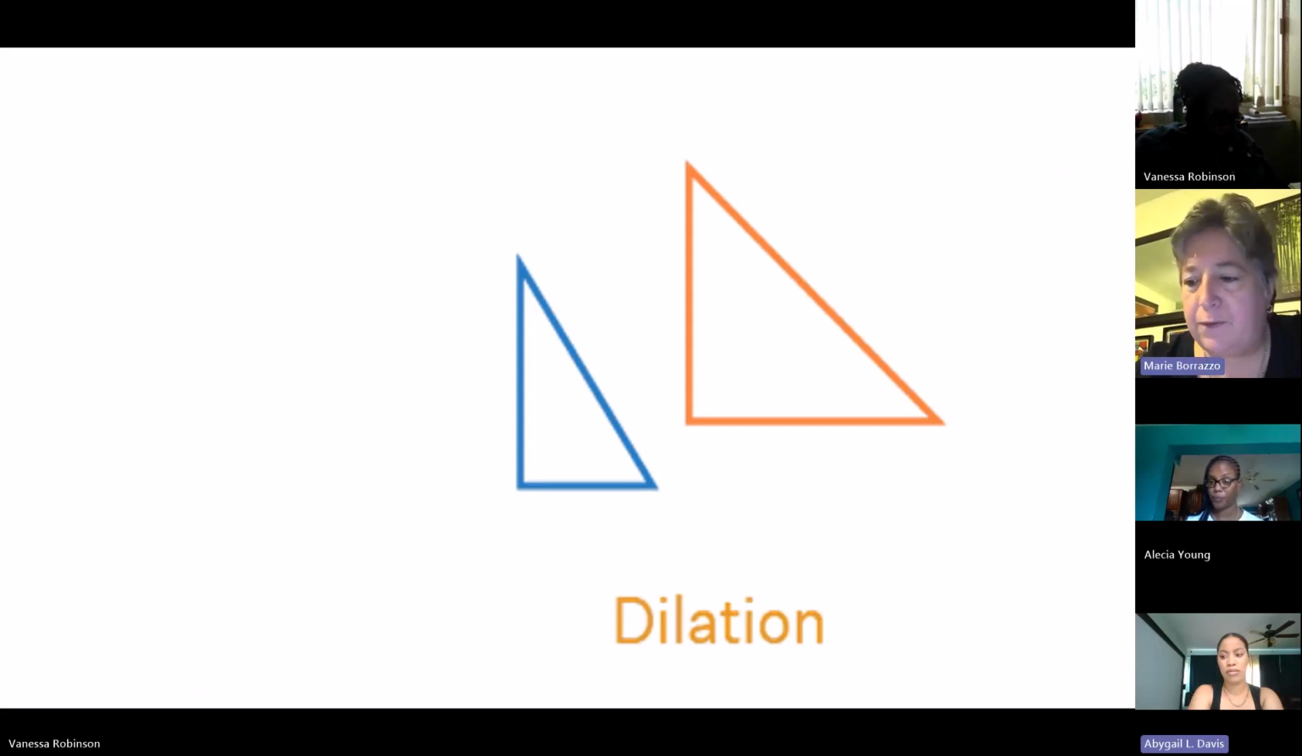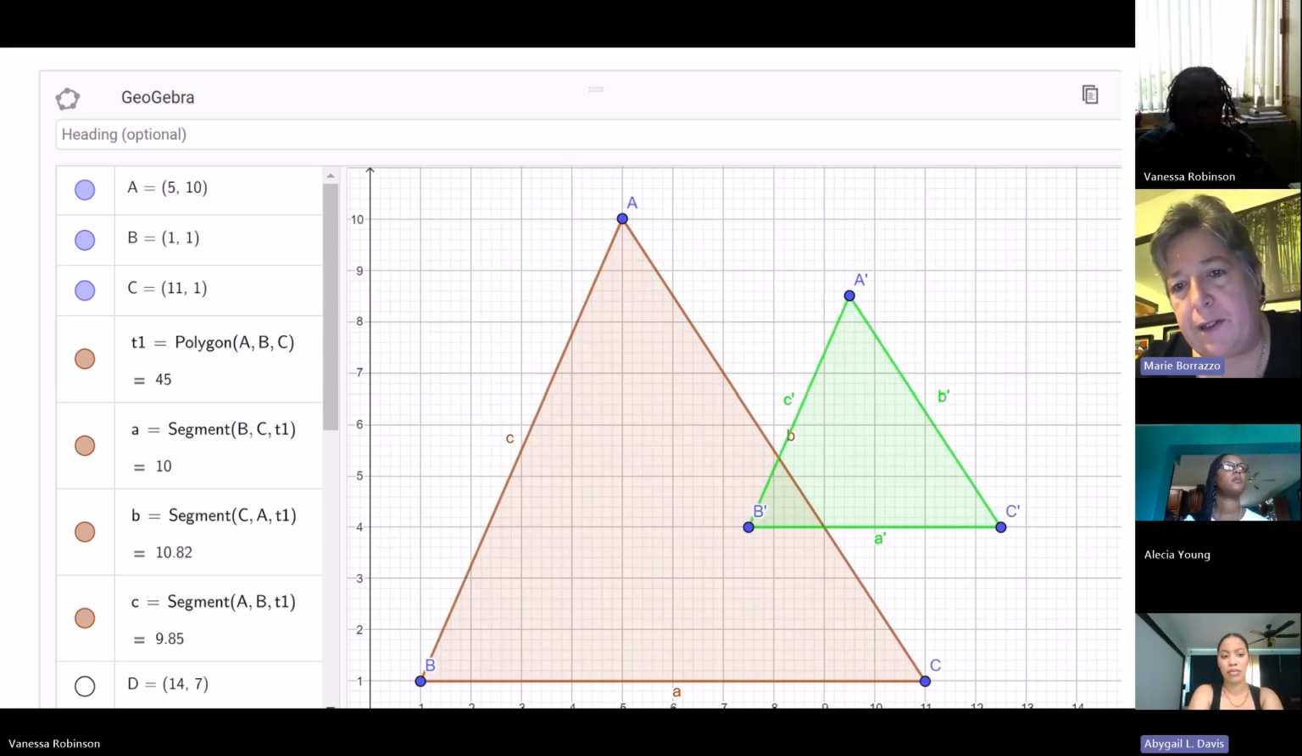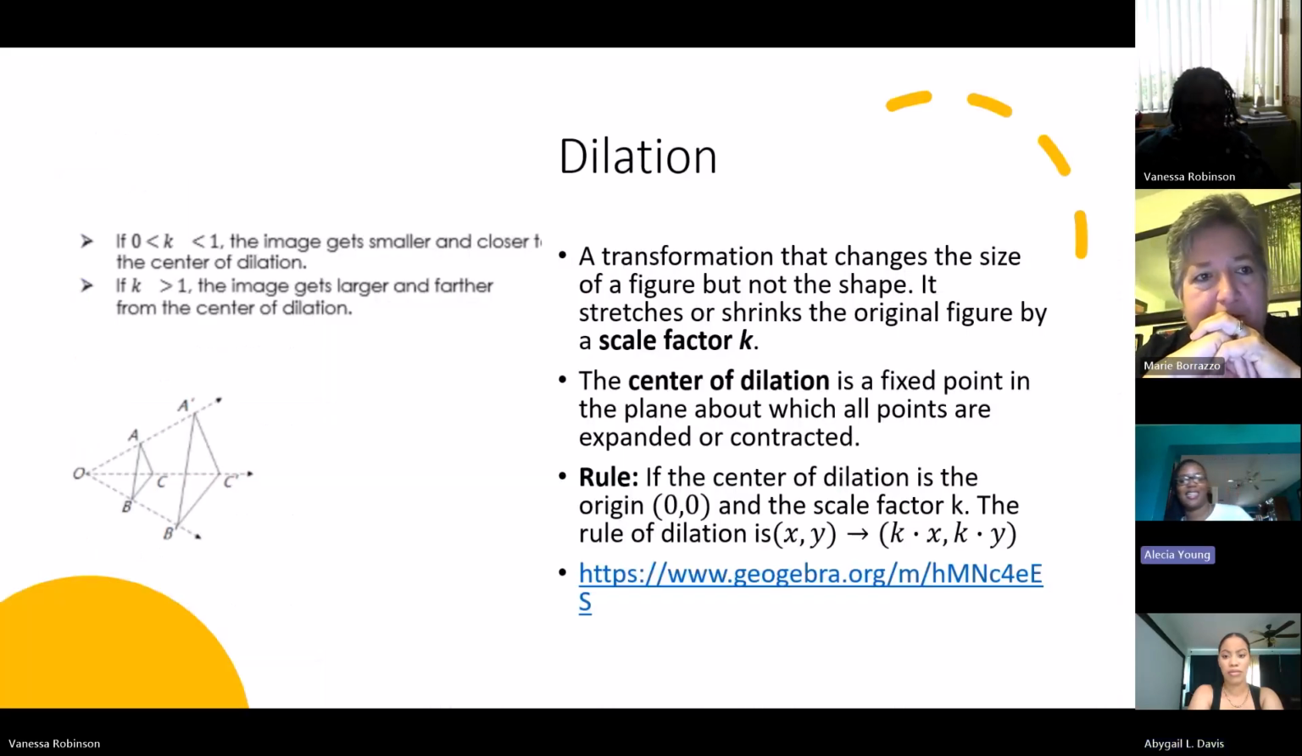And the last transformation is a dilation. In the dilation, you notice this large figure here, ABC. This has been dilated to A prime, B prime, C prime. Basically, you select the object and give the ratio 1/2, and that becomes a smaller dilation. A dilation, as Marie just stated, is a transformation that changes the size of a figure, but not the shape. So the pre-image and the image are similar. It stretches or shrinks the original figure by the scale factor, which is k.